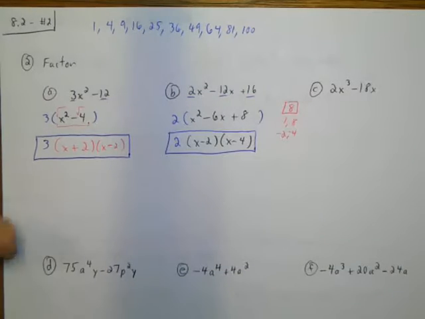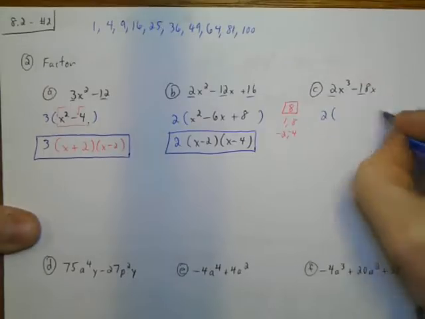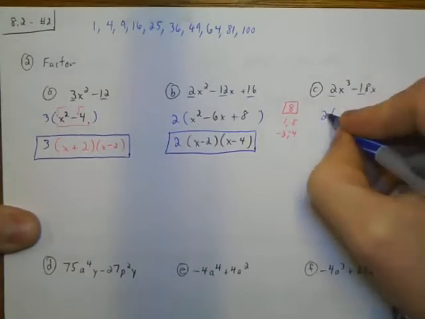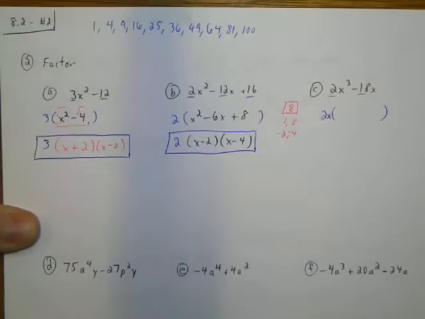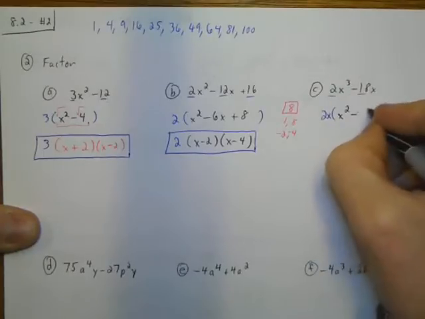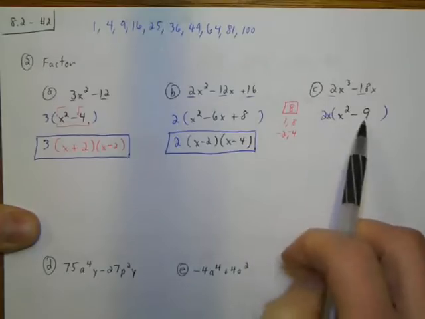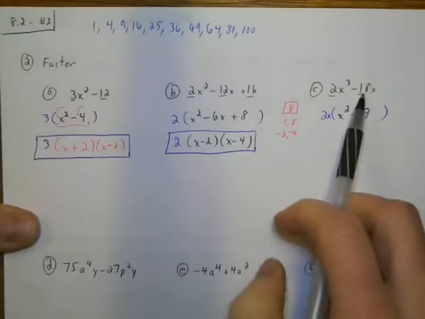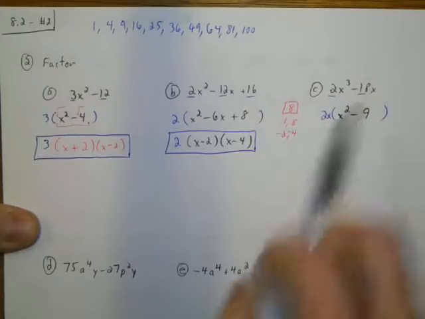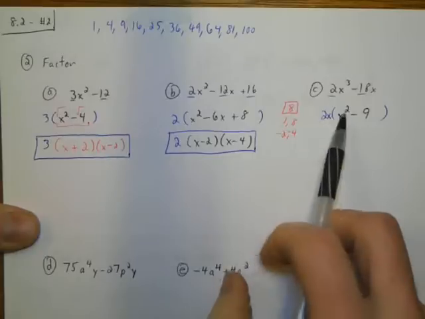Okay, let's try problem C. 2 and 18, pull out a 2. Pull out an x. Inside I'm left with just an x squared minus a 9. So 2 times negative 9 is negative 18. I already have the x there pulled out. 2x times x squared gives me the 2x cubed there.